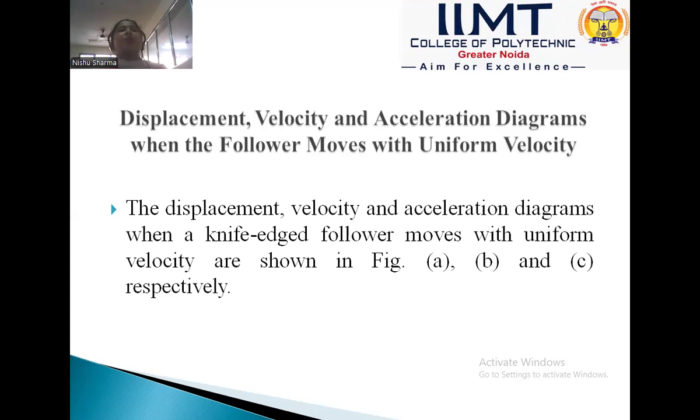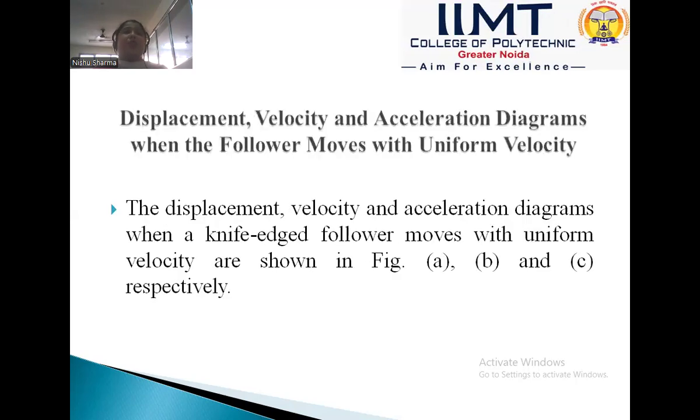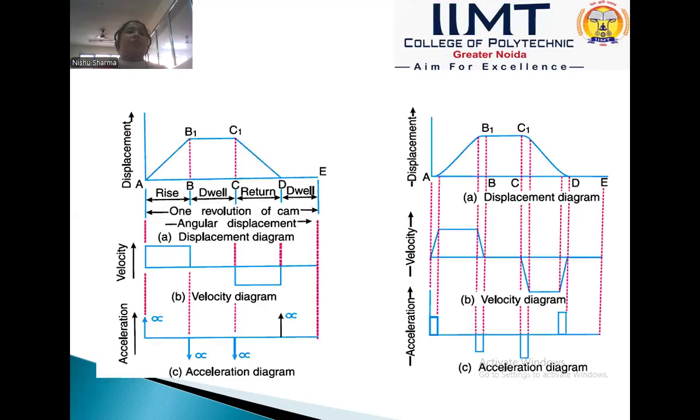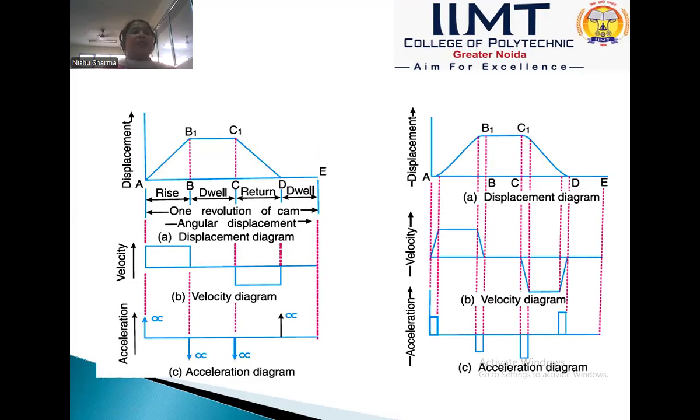When the follower moves with uniform velocity, there is a case. We will take the first case, that is uniform velocity. And for uniform velocity, there is the displacement diagram. For drawing it, we use displacement, velocity, and acceleration diagrams when a knife edge follower moves with uniform velocity, which is shown in diagrams A, B, C.